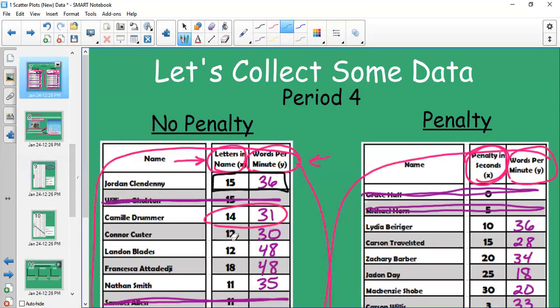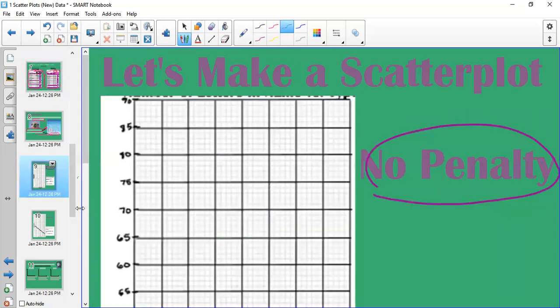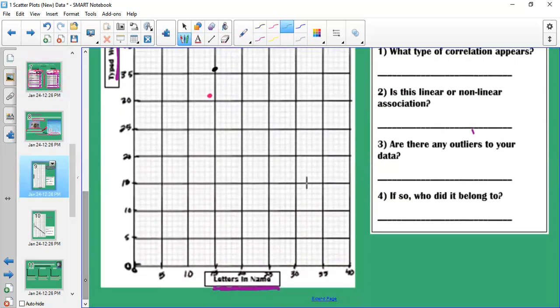All right, we're going to keep going on. Connor was 12 and 30. So again, I'm going to go over here. I'm going to find 12 letters, and 30 was his words per minute.